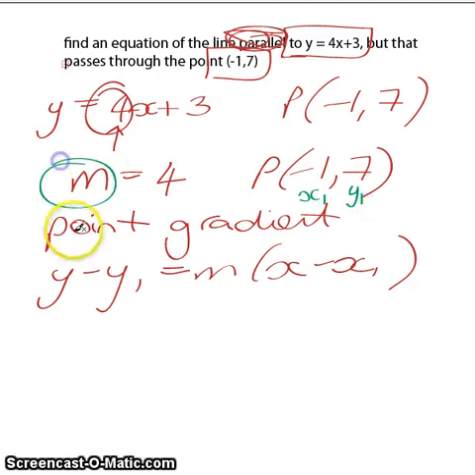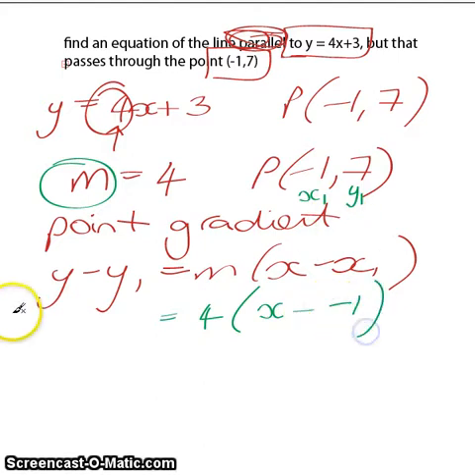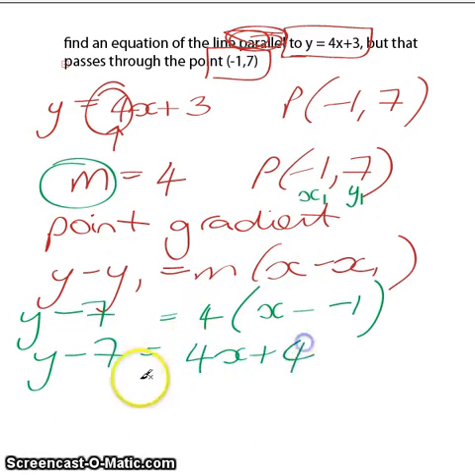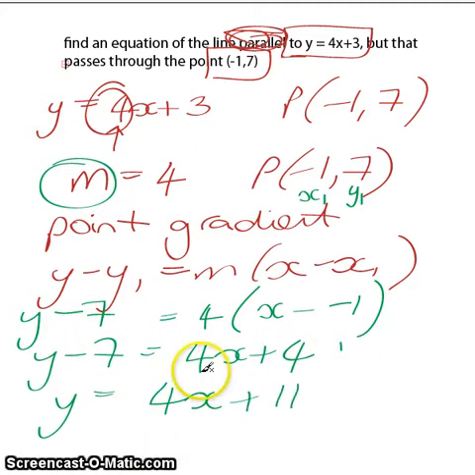Here is my gradient m. I'll substitute all those values in. M is 4, x1 is minus 1, y1 is 7. Tidy up the algebra. You can do this by hand or using your CAS. 7 over here, 11. So here is a line.